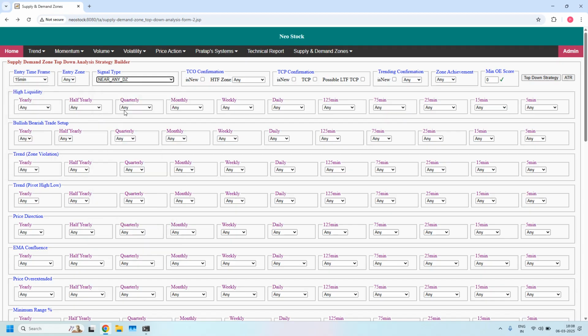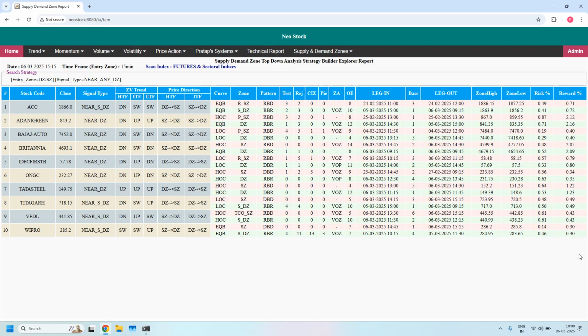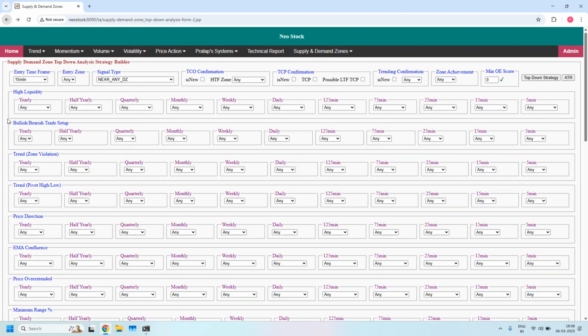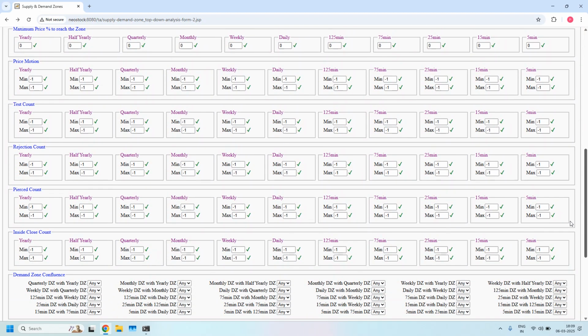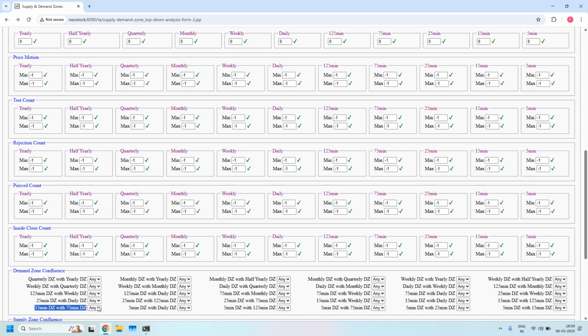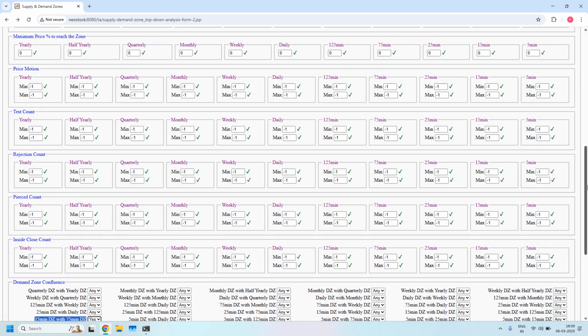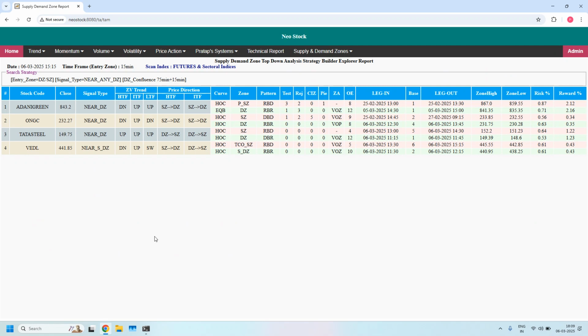Stocks near 15 minutes demand zone. We got 10 stocks. Let's verify how many of these are having ITF demand zone confluence. That is 15 minutes with 75 minutes demand zone confluence. I am enabling the filter. We got 4 stocks. These 4 demand zones, these are all 15 minutes demand zones. So these 4 demand zones are overlapped with 75 minutes demand zones. That is what zone confluence.